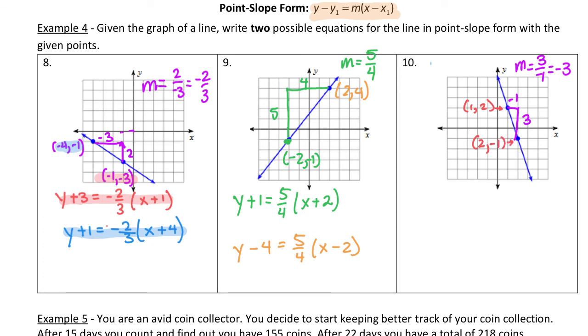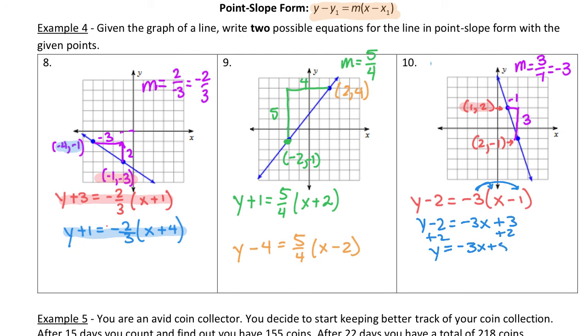So if I use that first point, 1, 2, what's the point slope equation for that? You should get y minus 2 equals negative 3 times x minus 1. Now, for this one, I've been promising to show you why these are equal. I'm going to go ahead and distribute that negative 3 and get negative 3x plus 3. And if I add the 2 to both sides, on this one, I end up with a slope-intercept form of y equals negative 3x plus 5.